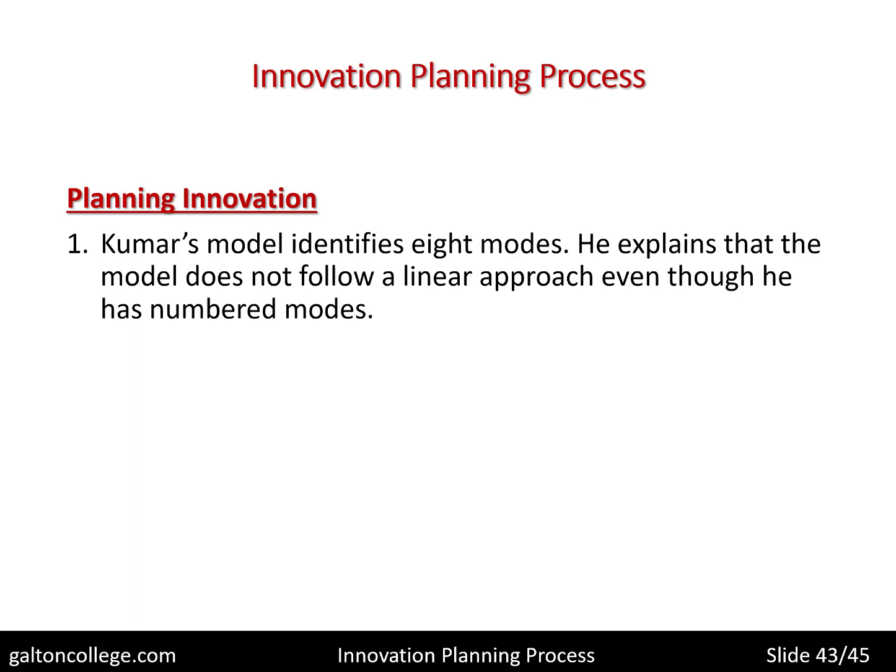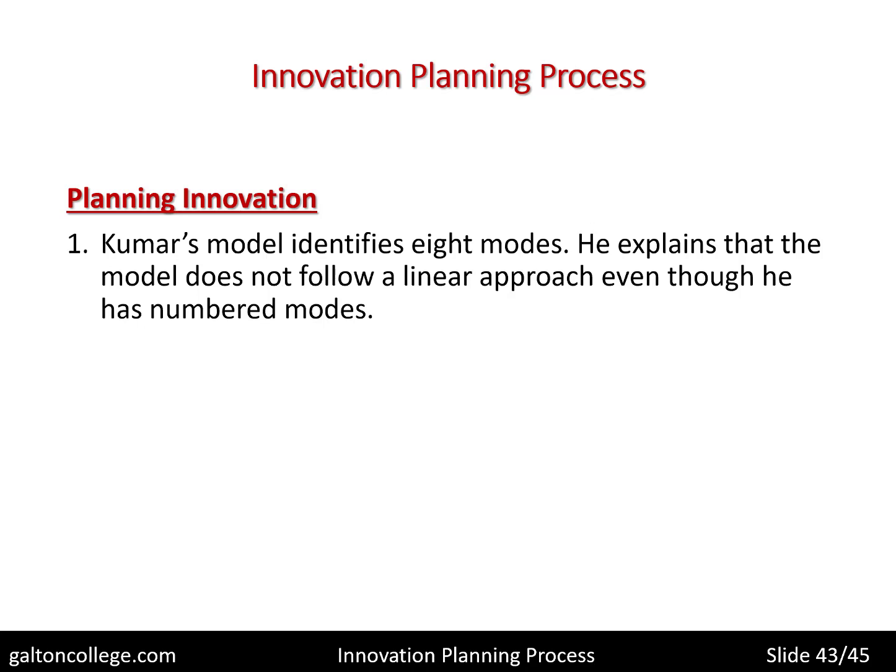Kumar's model identifies eight modes. He explains that the model does not follow a linear approach, even though he has numbered modes. It's not linear. Insofar as we're dealing with people and ideas, it's reasonable to suggest that we don't act in straight lines. We don't go from 1 to 2 to 3. We jump. We make big decisions sometimes, and sometimes small decisions, and sometimes we just tweak some situation and make it just a little bit different.